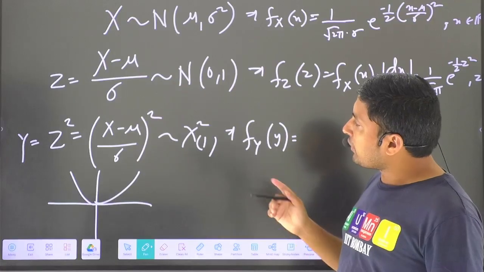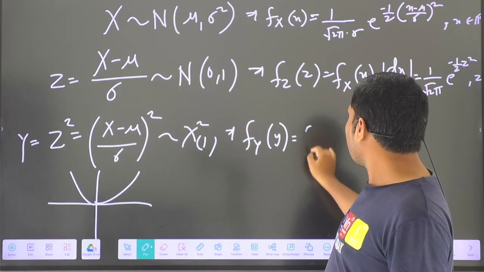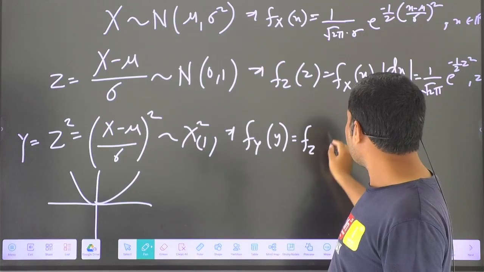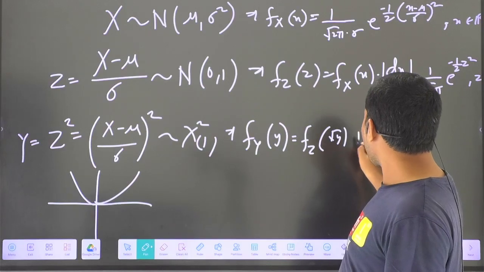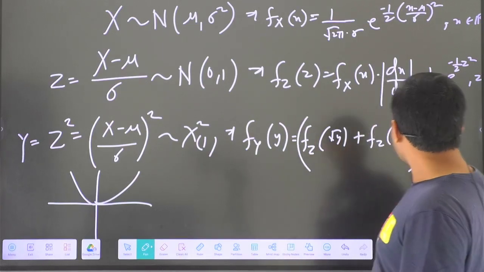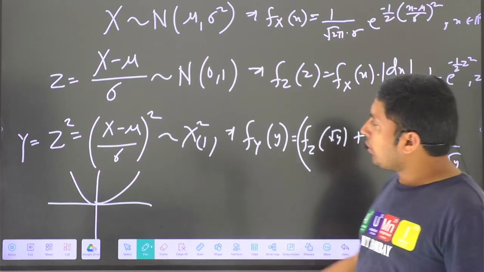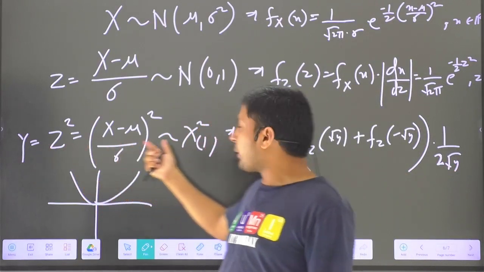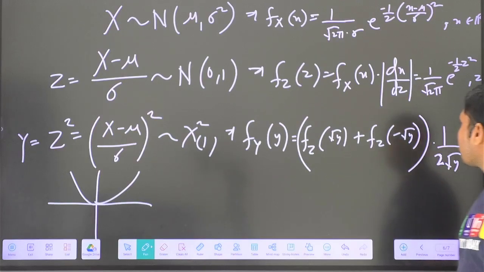So the formula is actually PDF of x or PDF of z, where z is plus minus root y: PDF of z at root y, plus PDF of z at minus root y, into 1 upon 2 root y. This is the formula. So in any case, if you want to find the PDF of z square, that PDF of y can be obtained like this. You just simplify it.